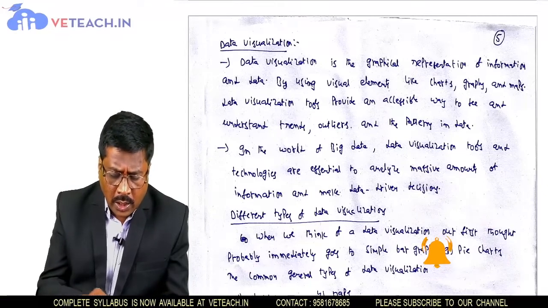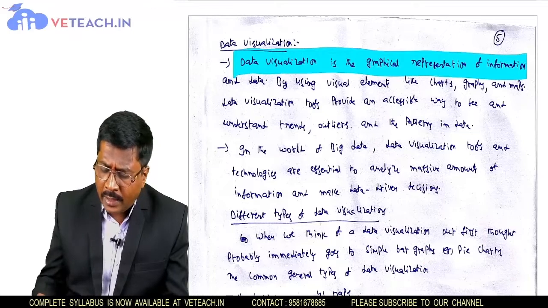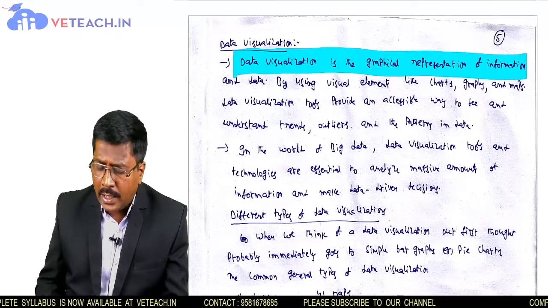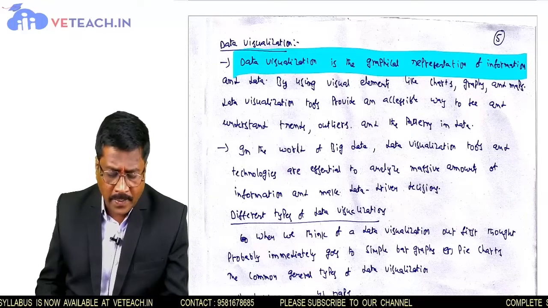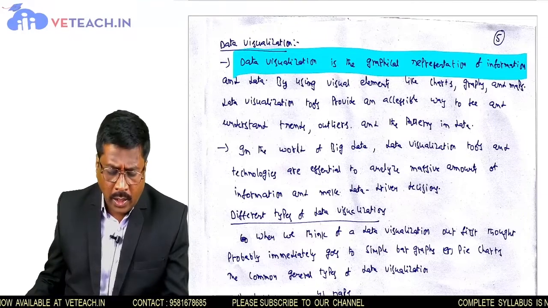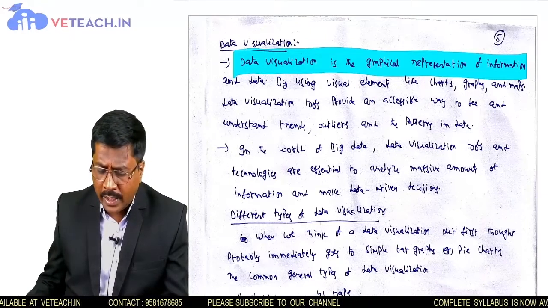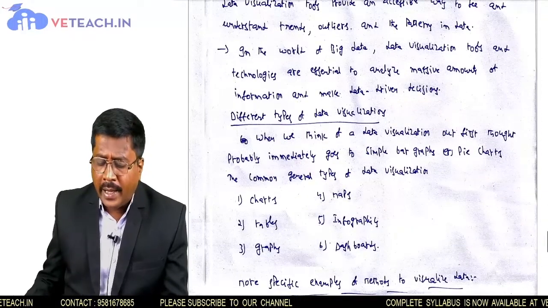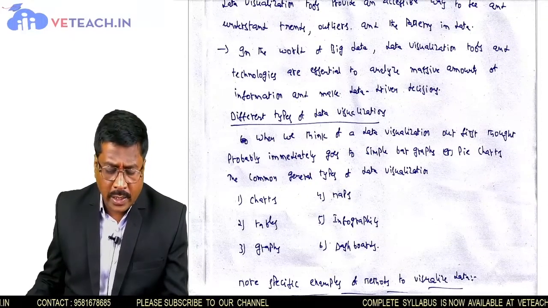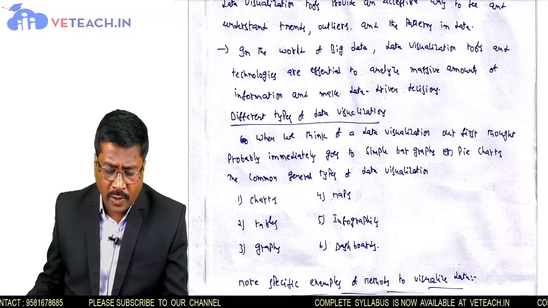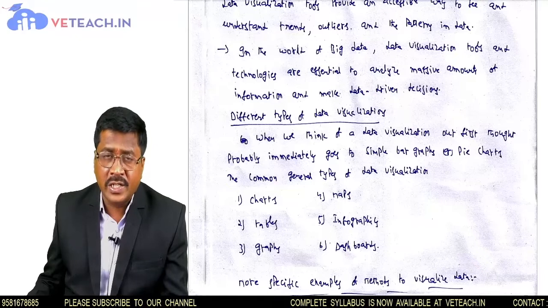Data visualization is a graphical representation of information and data by using visual elements like charts, graphs, and maps. Data visualization tools provide an accessible way to see and understand trends, outliers, and patterns in the data. In the world of big data, data visualization tools and technologies are essential to analyze massive amounts of information and make data-driven decisions.